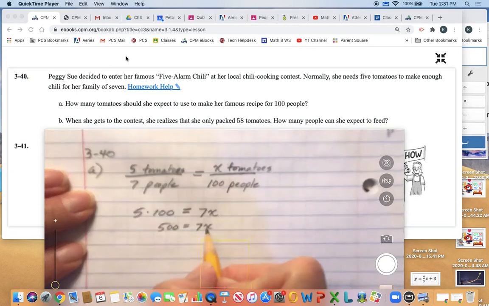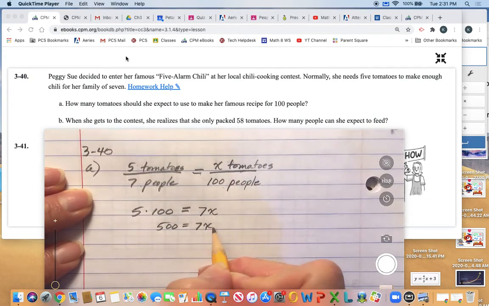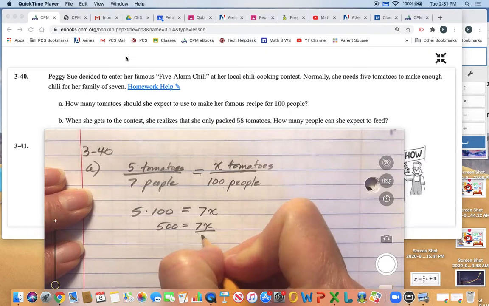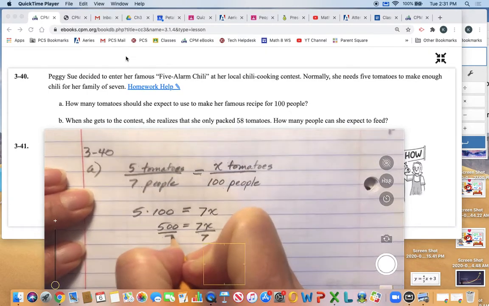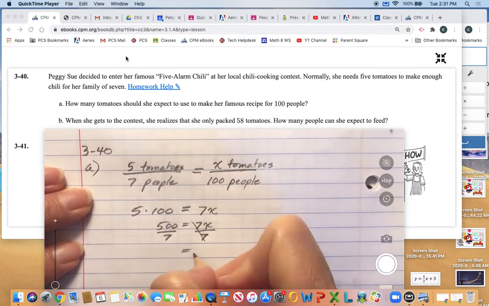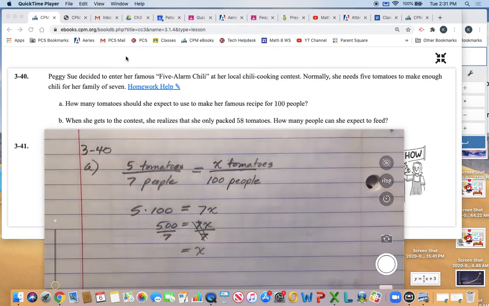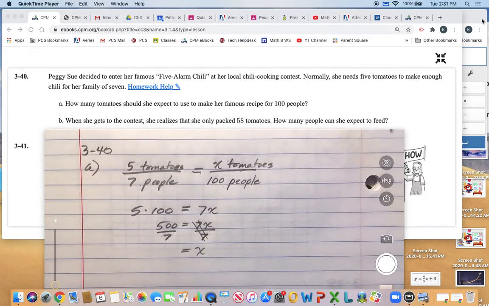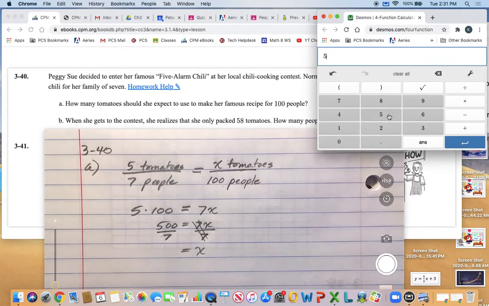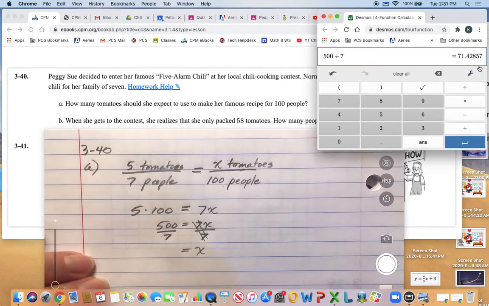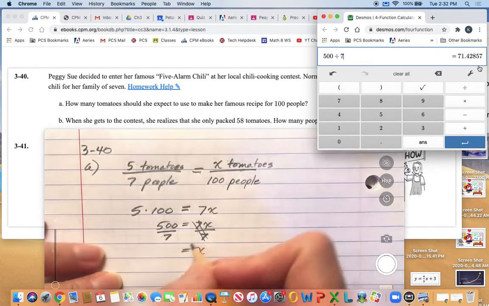And we're trying to get X by itself. And this is 7 multiplying X, so we're going to undo that multiplication by dividing. So we've just got X on this side now, and so we need to divide 500 by 7. So we'll use the calculator that we have in our book. So 500 divided by 7 is equal to 71.4, and we'll round up to 72.